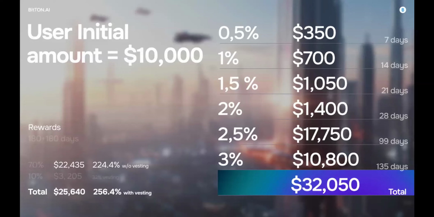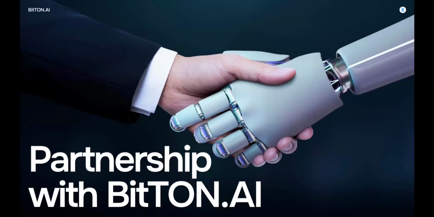Let's see the example. If you put $10,000 on staking, at the end of these 135 days, you will get $32,000. This is an amazing concept. Add to this the growth of the price of the token, and you can get a huge result. So let me show you. Next thing, partnership with Biton AI.